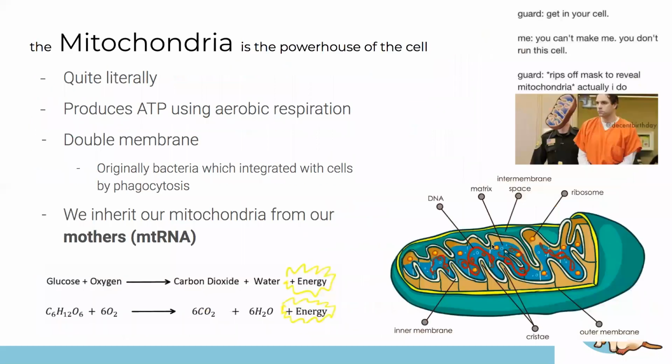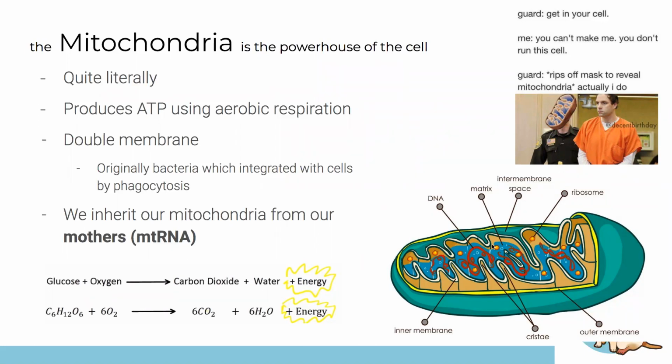The mitochondria is the powerhouse of the cell. Hooray, we love that. So it literally is the powerhouse of the cell because it's the site where all the ATP in basically your whole body is made. You have cells everywhere, obviously, and most of those cells should have mitochondria. During aerobic respiration, it produces ATP. As you can see in the respiration equations at the bottom, the plus energy is ATP.